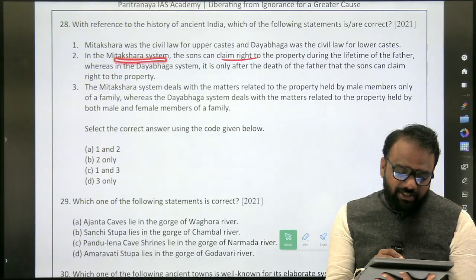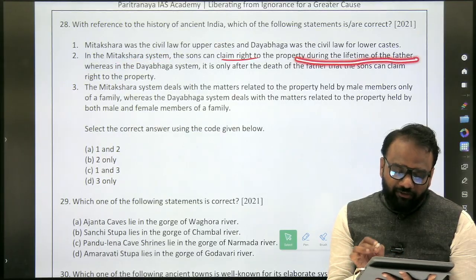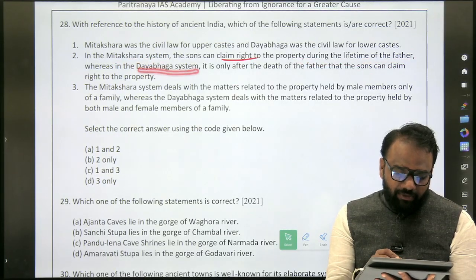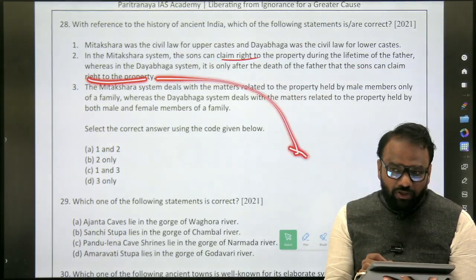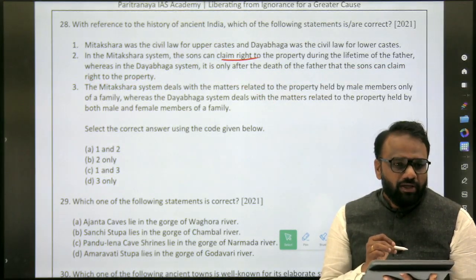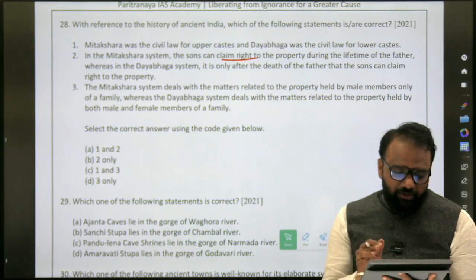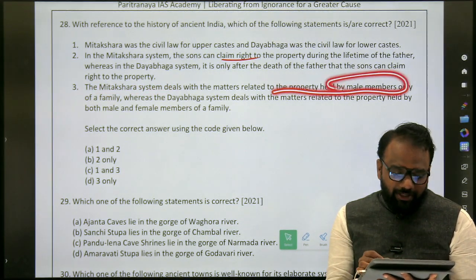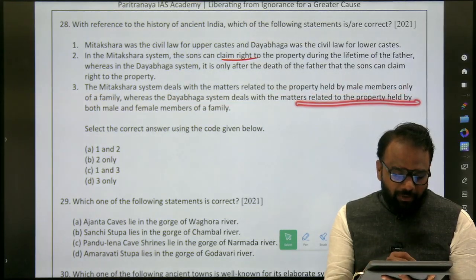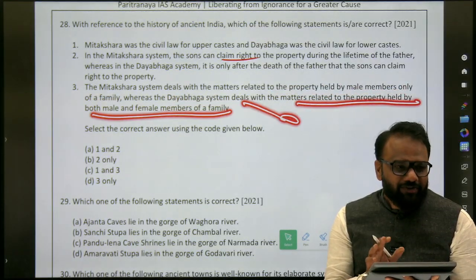In the Mitakshara system, the sons can claim the right to property during the lifetime of the father, whereas in the Dayabhaga system, it is only after the death of the father that the sons can claim the right to property. So this is very important. Here you have to verify whether it is right or wrong. Third, the Mitakshara system deals with matters related to property held by male members only of a family, whereas the Dayabhaga system deals with matters related to property held by both male and female members of the family. Again, it is false.